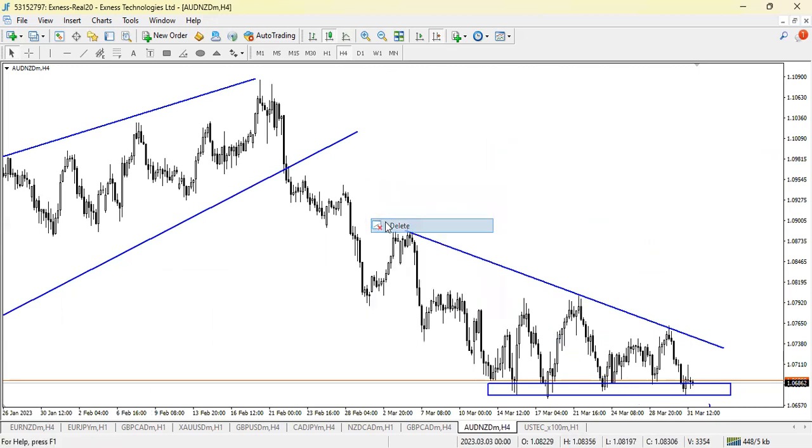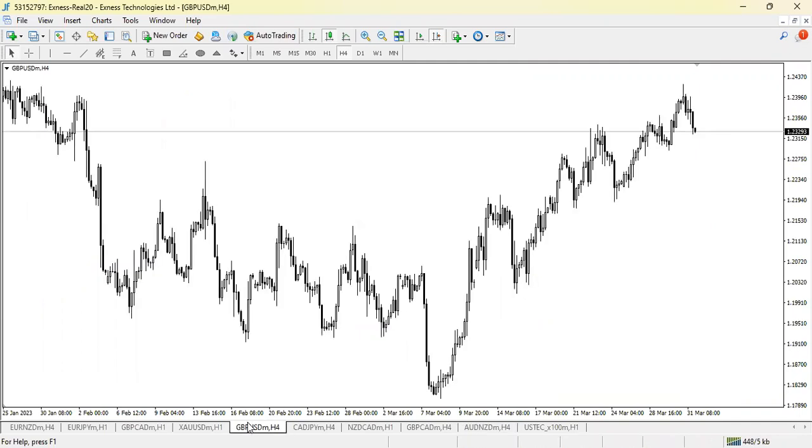Now, please get a pen. I just want to highlight something: when you analyze every pair, or any pair for that matter, this is something to always think about. Number one, you must be able to identify a trend. Now let's look at GBP/USD, because I didn't do this one.